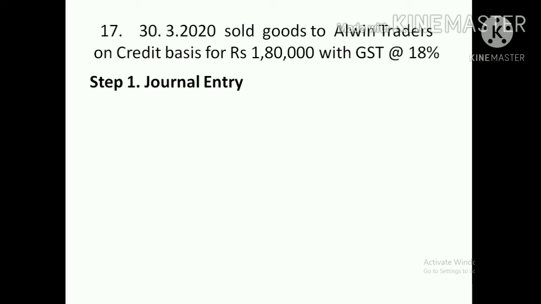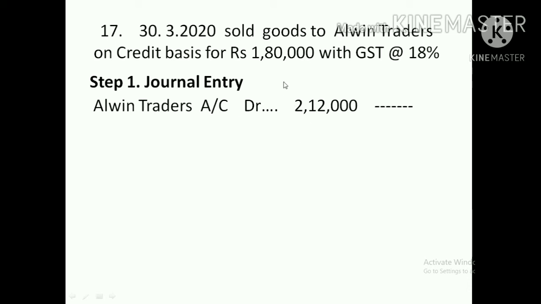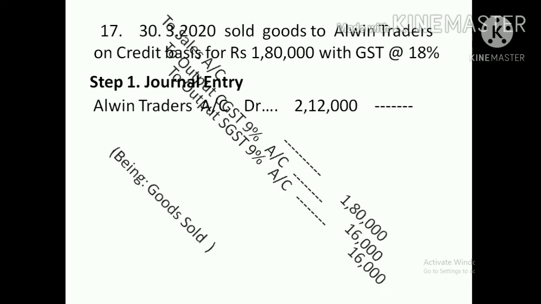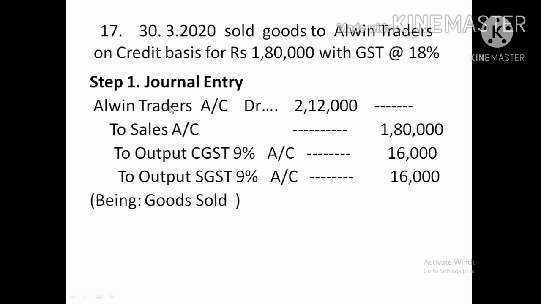It is a sales, correct? When the goods are sold, the goods will flow. Here Alvin Traders is a debtor, so he is a receiver, so I am debiting that one. Alvin Traders account debit 2,12,000. How we got it? The total value of goods plus GST. Then to sales account. We are charging tax, that should be shown separately. First take sales account, show the value of total goods without tax, that is 1,80,000.